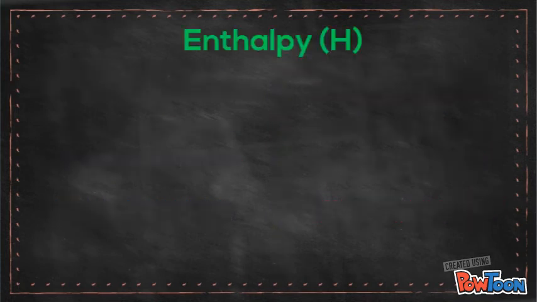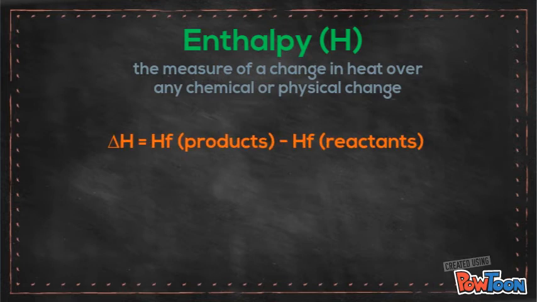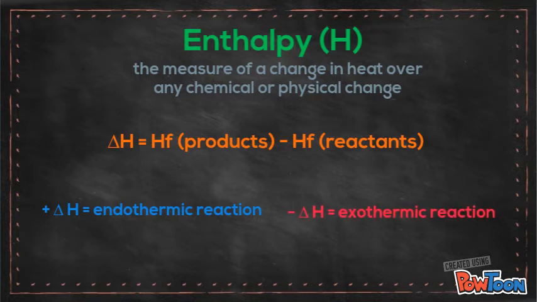Enthalpy is the measure of change in heat over any chemical or physical change. Every molecule has a standard enthalpy of formation, so to find the change in enthalpy during a reaction, use the formula delta H equals enthalpy of formation of the products minus enthalpy of formation of the reactants. Positive enthalpy means the reaction is endothermic, while negative enthalpy means the reaction is exothermic.